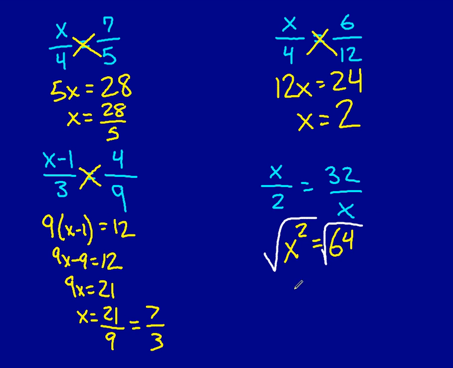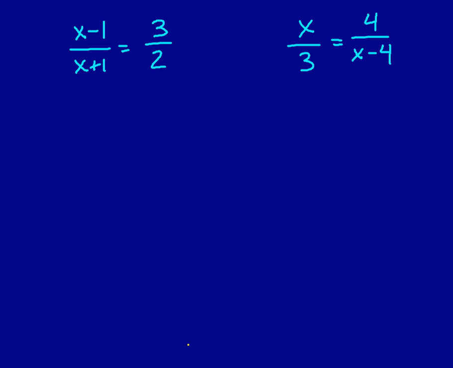And remember, the square root of 64 is 8, but anytime I introduce that radicand, I have to make it plus or minus 8, because 8 times 8 is 64, but negative 8 times negative 8 is also 64. Now, there's two other kinds to look at here.